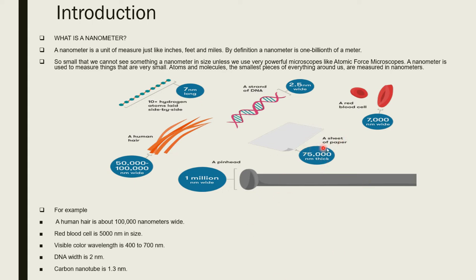And here you can see a sheet of paper, which is 75,000 nanometer thick, and a pinhead that is 1 million nanometer wide, and even human hair is 50,000, or we can say 100,000 nanometer wide. So all these examples, like human hair, red blood cell, the visible color wavelength, which is also around 400 to 700 nanometer, and DNA width, carbon nanotube, all have at least one dimension in the nanoscale. So all these materials are nanomaterials, and they can do wonders, as we will see in the next slides.